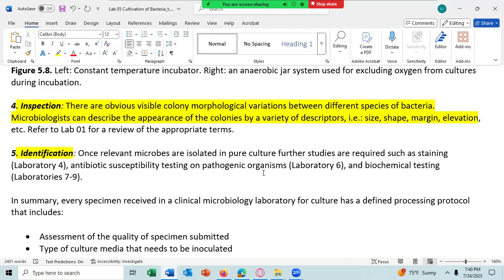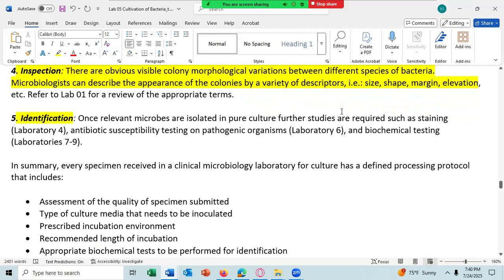Usually we do this by biochemical testing, but you could identify the species by sequencing the DNA of the species. We'll talk about the chemical tests we'll run, at least in this lab.